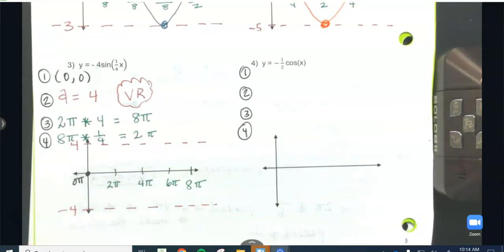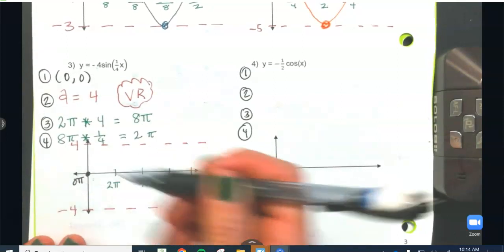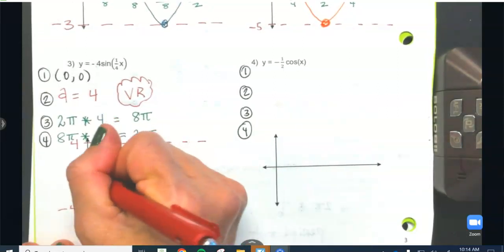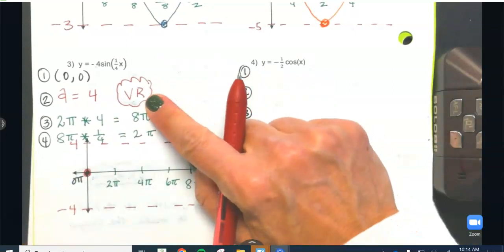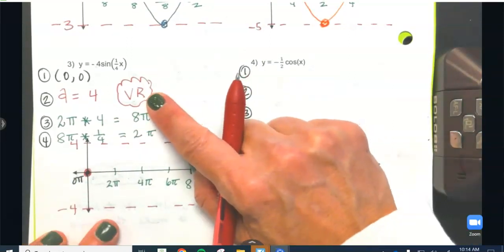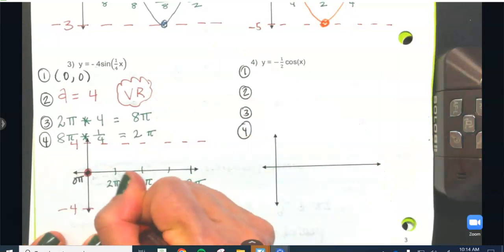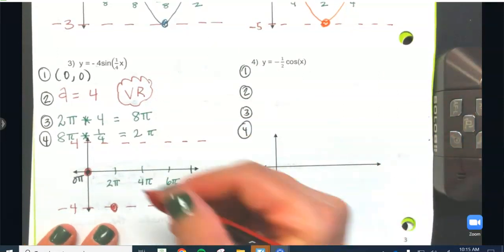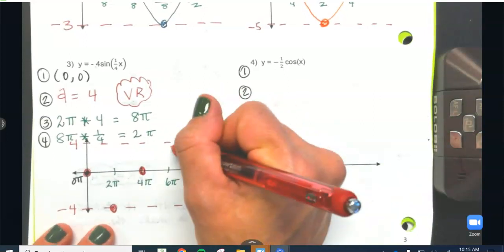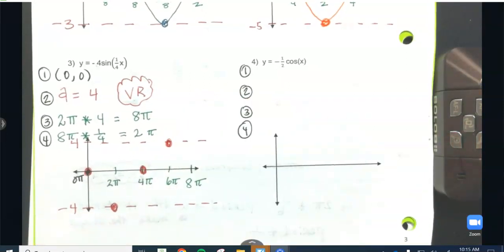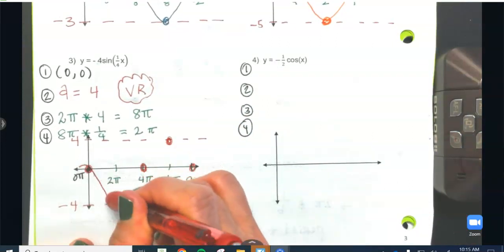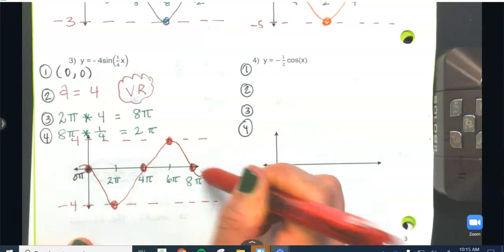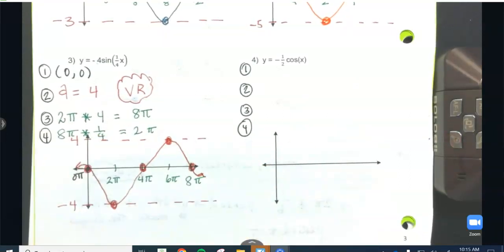Okay, where does it start? We know where it starts. We wrote where it starts. It starts at 0, 0, but it's reflected. So we used to go up, but not now. We're going to go down first. Then we hit the middle. Then we go up. Then we go back where we started. So there's your sine curve. Reflected. All right, we're almost done.